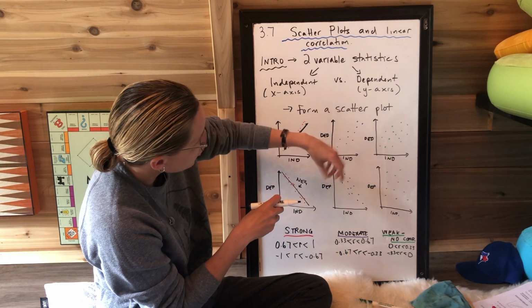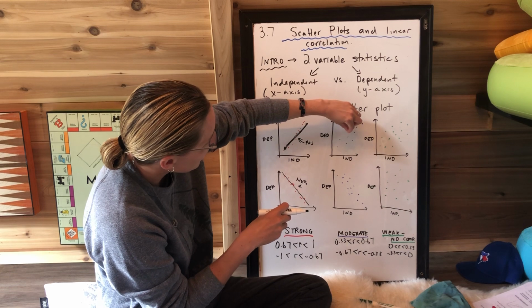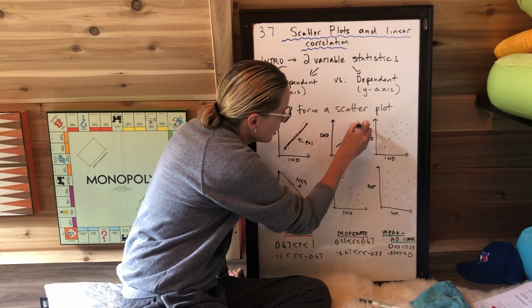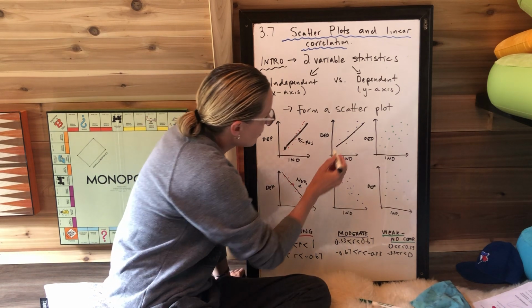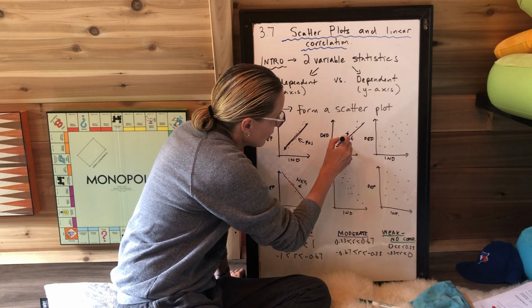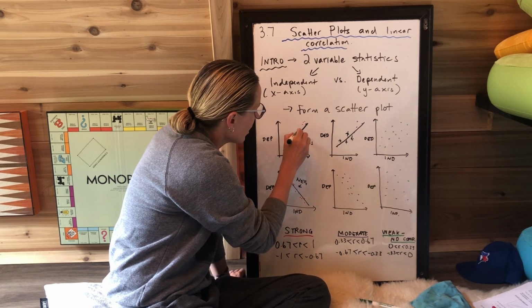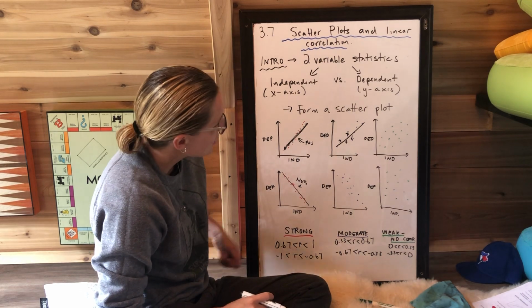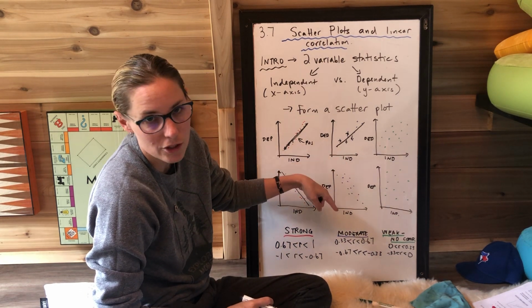Now you can still have trends, but the data might be a little farther spread out. So this, if we were to put a line of best fit on it, would still be a positive correlation, but notice the distance from the data point to the line of best fit is farther than here, right? This has very short distances. This one has longer distances. This is what we would consider a moderate correlation.